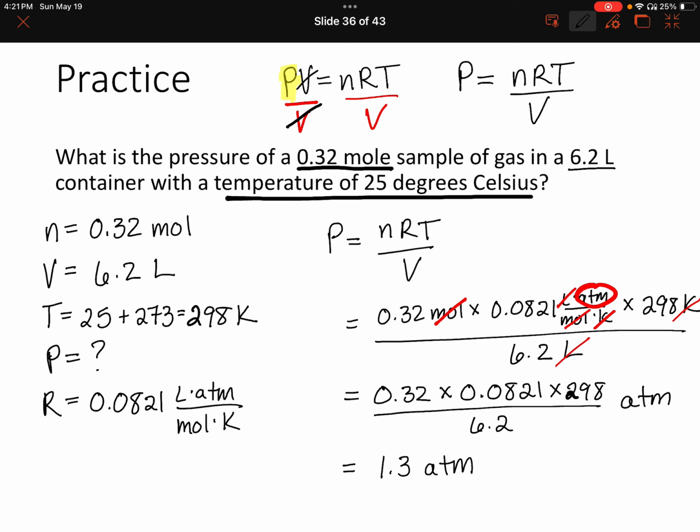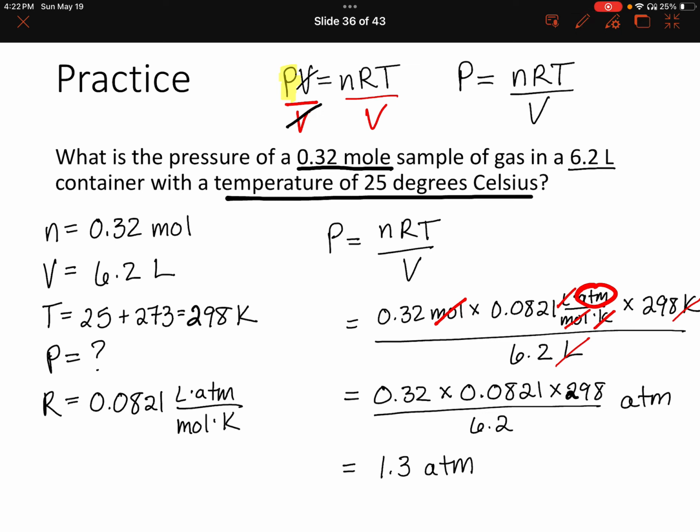Now, let's say that you used the other gas constant, the 62.4 gas constant. You should get a pressure of about 988 millimeters of mercury. So if you did it that way, that's totally fine. You're just going to get a different value because you have a different unit.